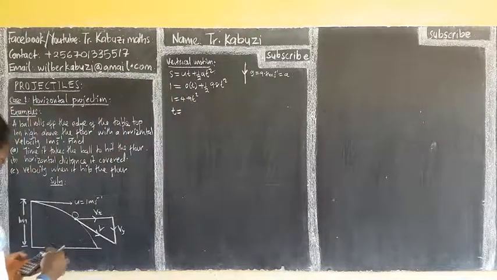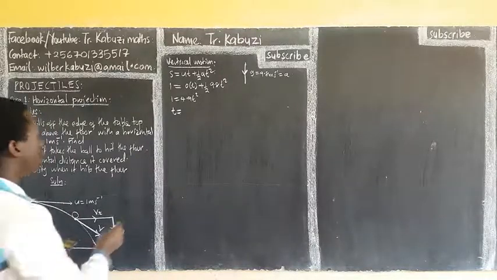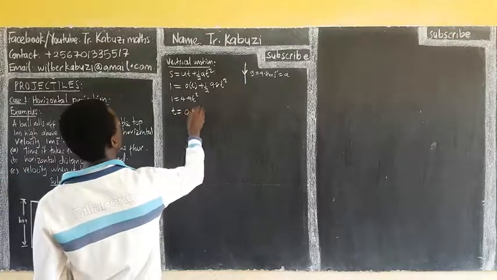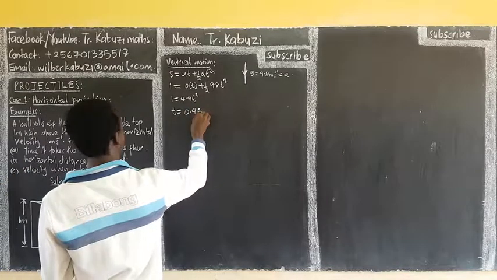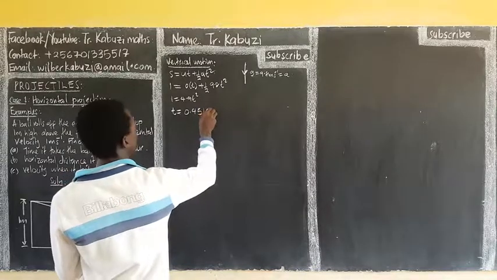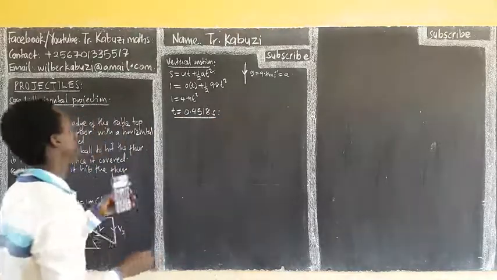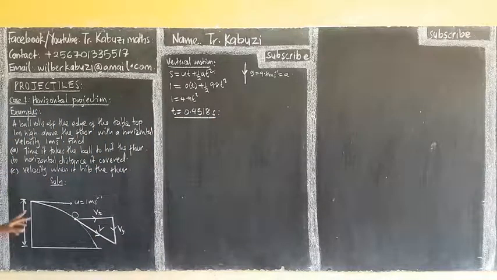when we divide and get the square root, getting 0.45. You can give 2 decimal places as well. So that's the time at which it will hit the floor there.